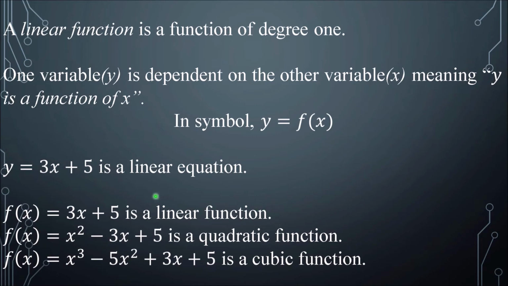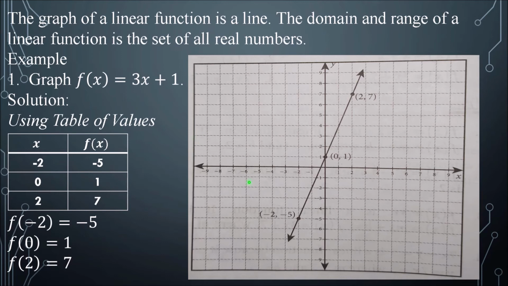Now our lesson is about a linear function. This is a function of degree 1. An example of that is f(x) is equal to 3x plus 5. Okay, so a linear function can be graphed. The graph of a linear function is a line.